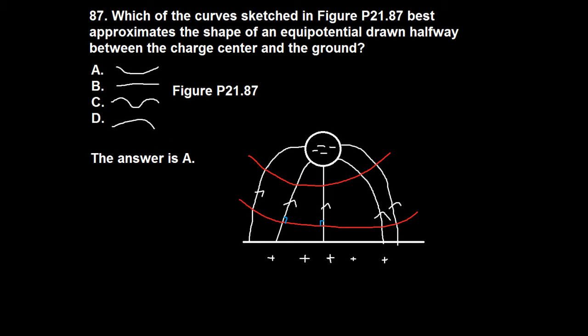Question 87 asks, which of the curves sketched in figure P21.87 best approximates the shape of an equipotential drawn halfway between the charge center and the ground? We know that these lines are always perpendicular to electric fields, meaning that B is incorrect and C is incorrect. Comparing A and D with the diagram, we see that the line has to be pointing downwards in order to work with the electric field lines, meaning that our answer is A for question 87.